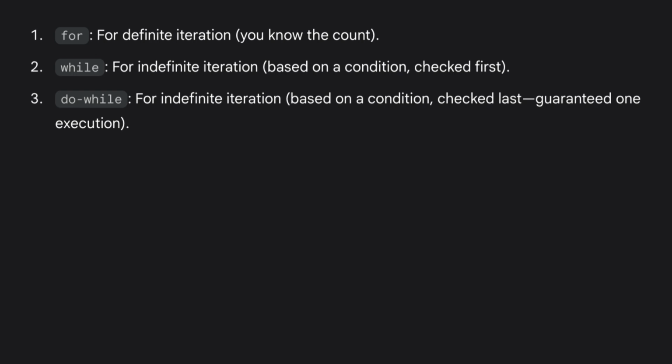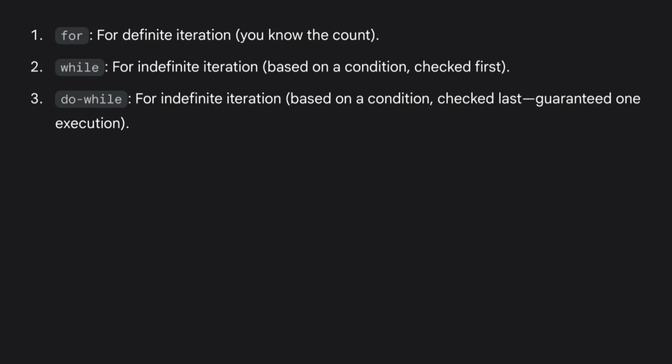For definite iteration, you know the count. While, for indefinite iteration, based on a condition, checked first. Do-while, for indefinite iteration, based on a condition, checked last. Guaranteed one execution. These loops let you repeat code.